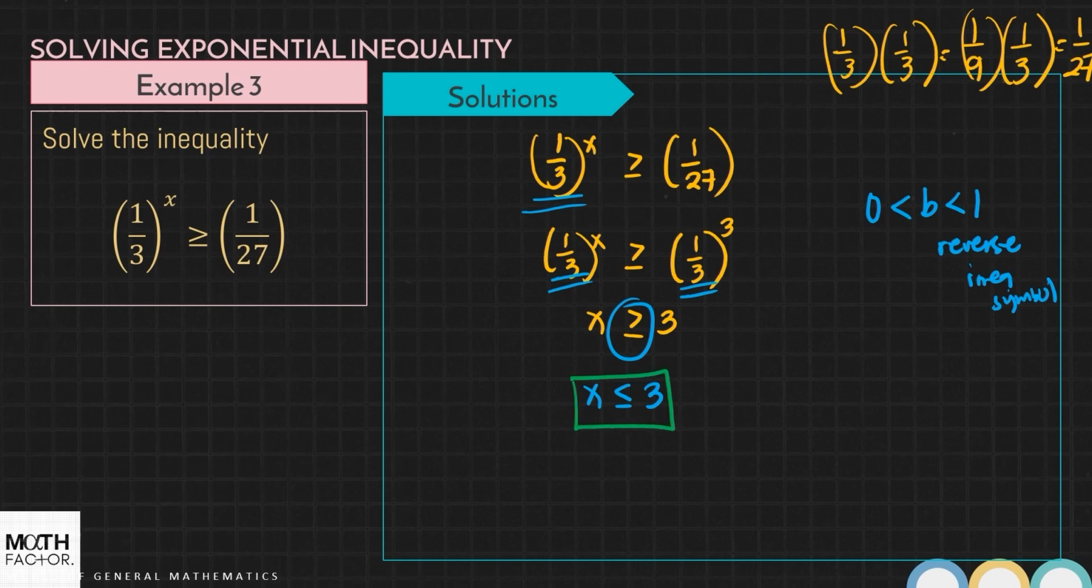So, if we're going to write it into interval notation, we have here x is less than or equal to 3. So, including our 3, we will be having this closed bracket. So, including 3 up to negative infinity.